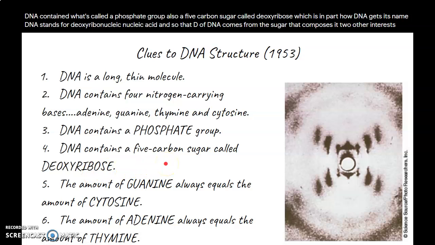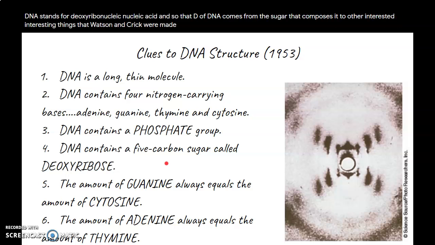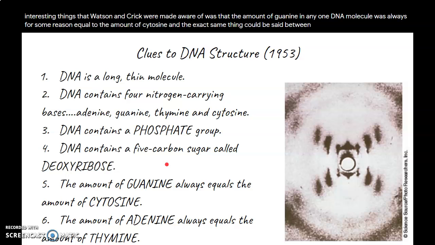Two other interesting things that Watson and Crick were made aware of was that the amount of guanine in any one DNA molecule was always, for some reason, equal to the amount of cytosine. And the exact same thing could be said between the relationship of adenine and thymine.